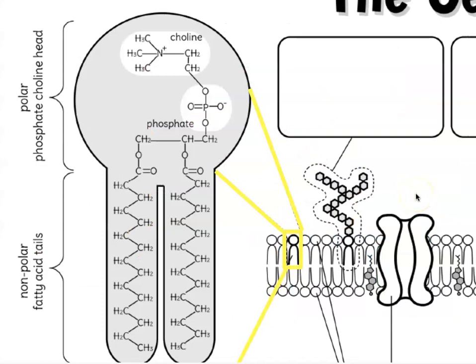The first component of the cell membrane we are going to discuss is the phospholipid. The phospholipid is a macromolecule. It is a lipid, and it is depicted here in this yellow square. Notice if we look at the molecular structure of the phospholipid, it has a polar phosphate choline head made up of a phosphate molecule and a choline molecule that are bonded together, and these are attached to a fatty acid tail. There are two fatty acid tails, and these are the nonpolar parts of the phospholipid.